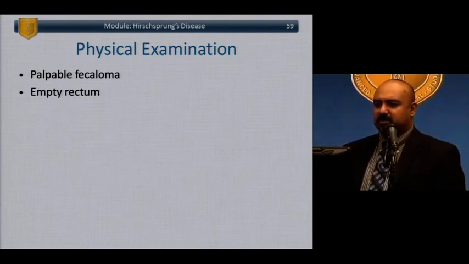Physical examination. In the older kids, you can feel a palpable fecaloma. When you do a rectal exam, it's an empty rectum. However, when you dilate with your finger and pull it out, you may have a huge projectile amount of stool coming out.